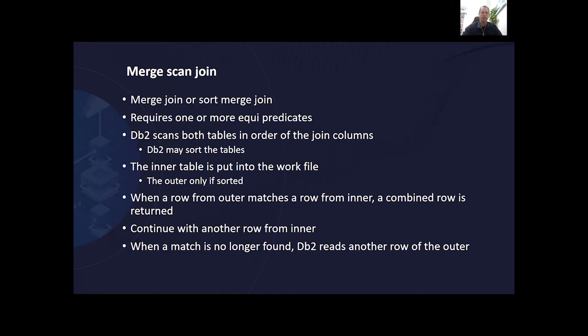Merge scan, on the other hand, is different, and it goes through the tables in the same direction. It requires one or more equal predicates. DB2 scans both tables in order of the join columns, which can imply some sort of the tables, or DB2 can use a proper index to do so.